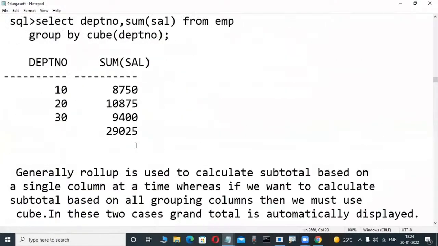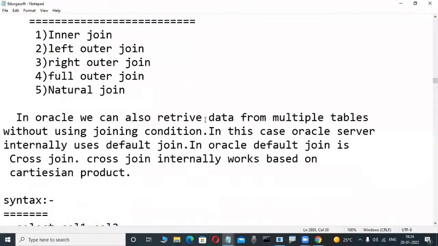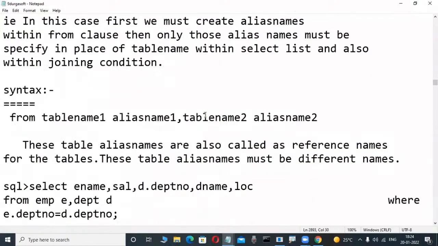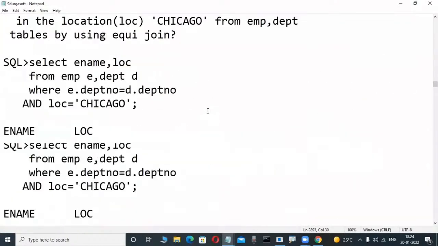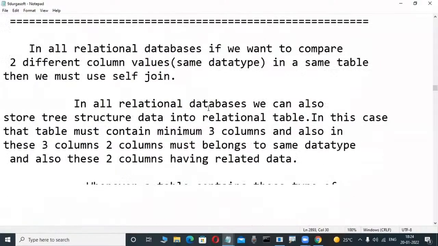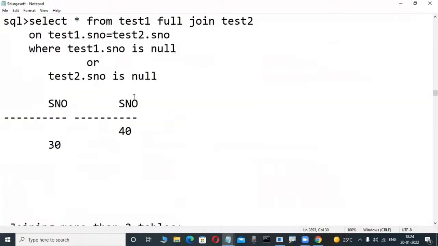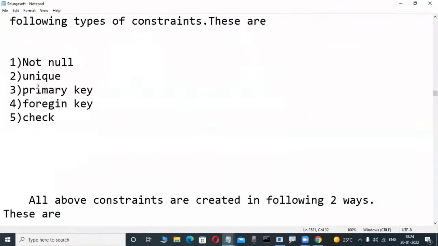These are all the things we are learning. And now the main concept: joins, which retrieve data from multiple tables. This is SQL language knowledge. Maybe some fellows have an idea about it. Then constraints. In our SQL language, constraints is a concept: primary key, foreign key, check. So many things are there.